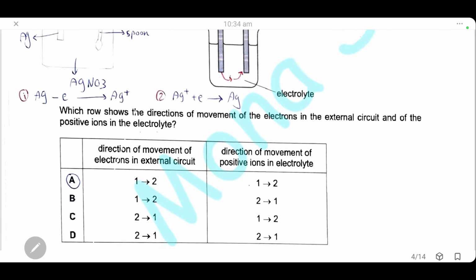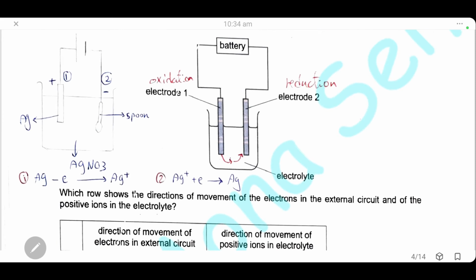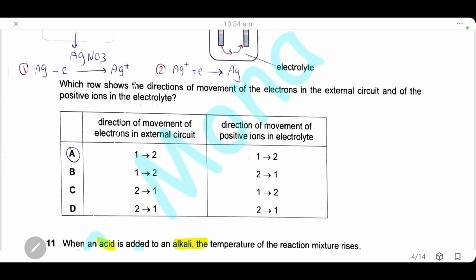If you try drawing this for electrorefining, you will find the same answer: the positive ions from electrode 1 to electrode 2, and the electrons in the external circuit from 1 to 2, because these electrodes are not inert. And the answer will be A.